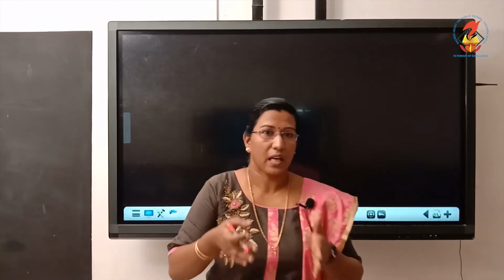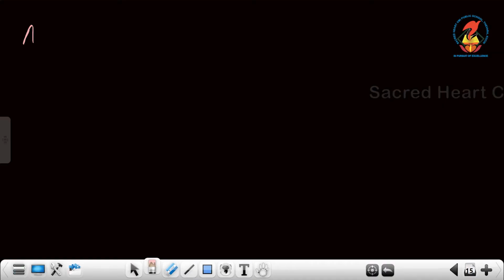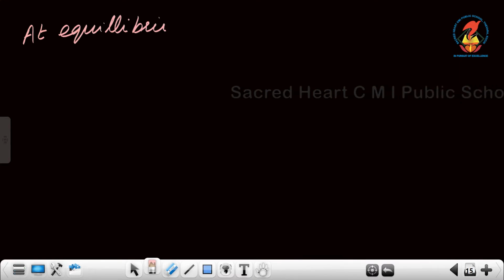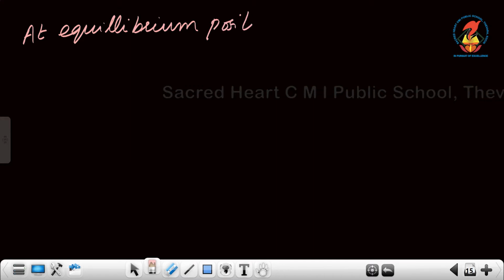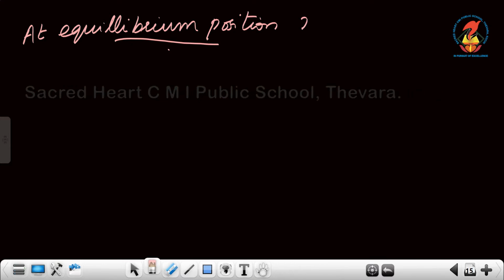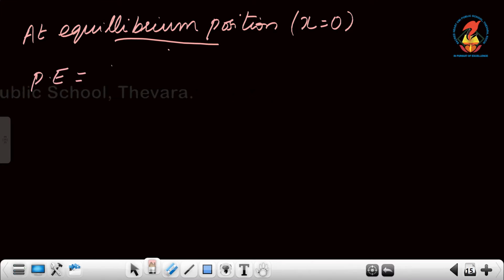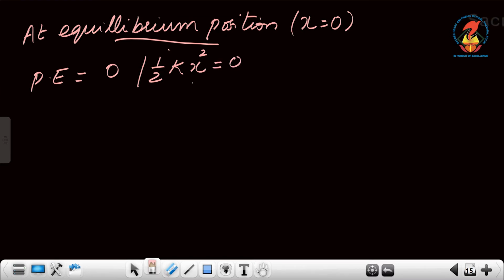Now I am going to take the initial or original point, that is the equilibrium position. Now at the equilibrium position, we know the value of x is equal to 0. That is the origin. Therefore, potential energy will be equal to what? 0. Why? Because potential energy equation is half k x square. General equation is half k x square, and at equilibrium position x is equal to 0. So half k x square is equal to 0.